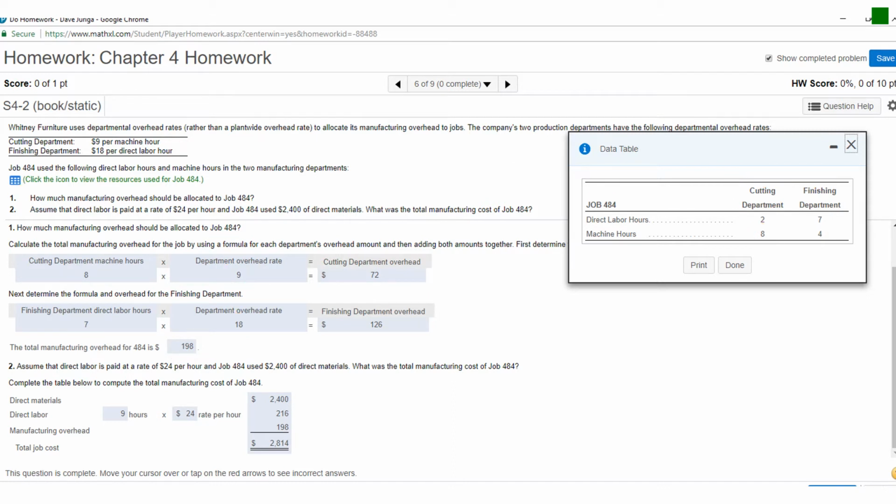So in the second part, it says, assume that direct labor is paid at $24 per hour, and they use the $2,400 of direct materials. That's one product cost. And it says, what's the total cost of the job? So notice product cost number 1 right here, that's given at $2,400. Now to get the direct labor cost, they gave you the rate. Be careful on the direct labor hours, it's 2 plus 7, so there's 9 hours. So a total of 9 hours times a rate, that's $216. I'm going to label that as product cost number 2. And then of course we already calculated the third one in the previous part, that's 198 of the overhead. If you add all this up, you get $2,814 as the total cost of the job.